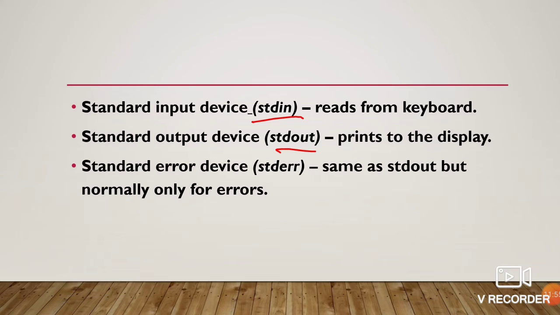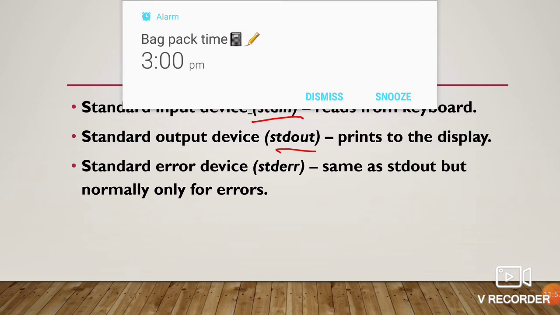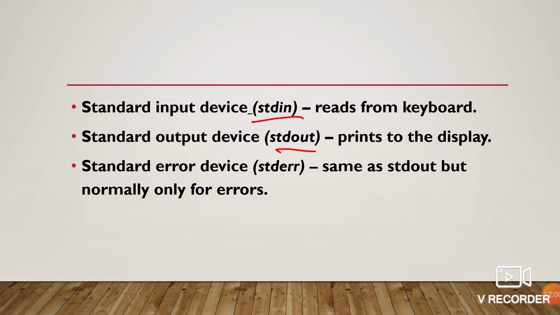Okay, why is it the same as the standard output? Because standard output is used to display the output. The monitor is used to display the output, but the monitor is also displaying the errors. That's why it is also called the standard error device. So it is using the same device, that's why it's the same as STDOUT, but normally only for errors.